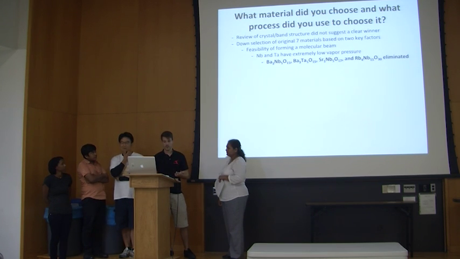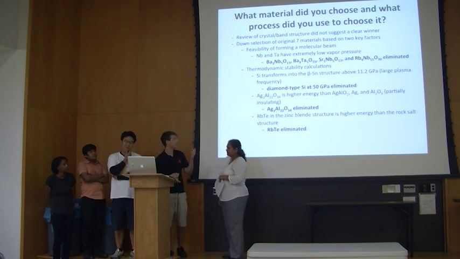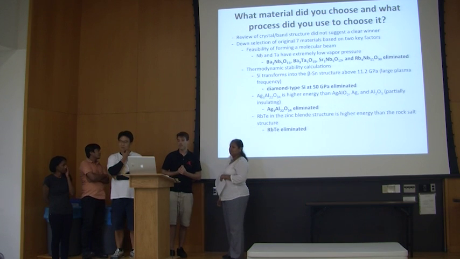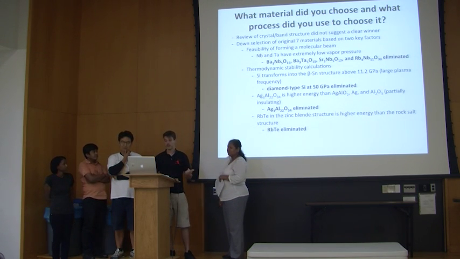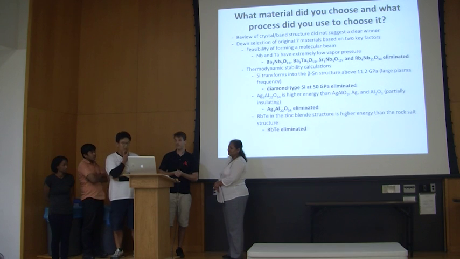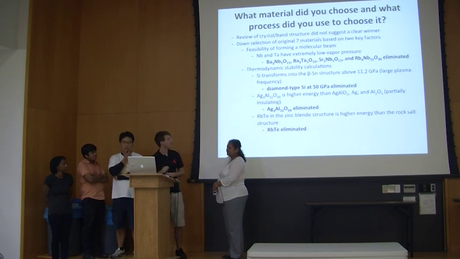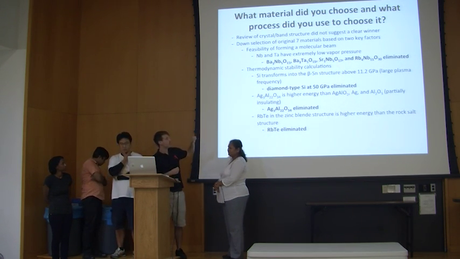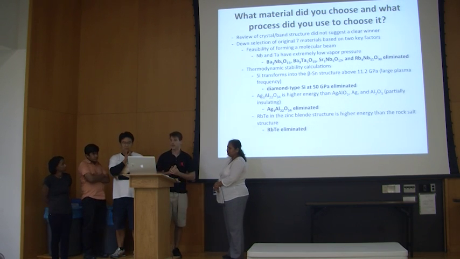Then the next thing we did to hopefully down select some more materials is by looking at the thermodynamic stability. We realized that silicon transforms into the beta tin structure above 11.2 gigapascals. So that was eliminated because we're trying to grow it at 50 gigapascals, which is already very difficult. Then we looked at this oxide with silver and aluminum, and we realized that it thermodynamically favors the phase including another silver aluminum oxide phase, pure silver, and another corundum phase, and that would be partially insulating. So that immediately eliminated that material.